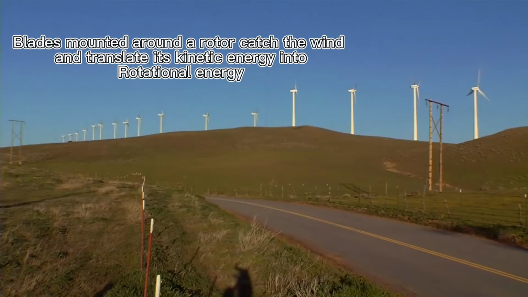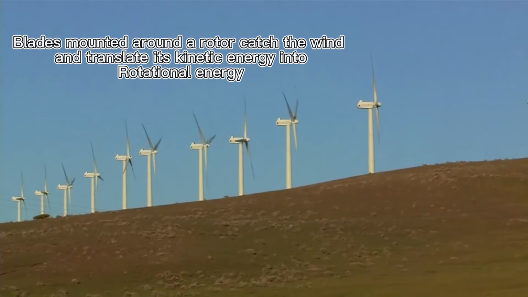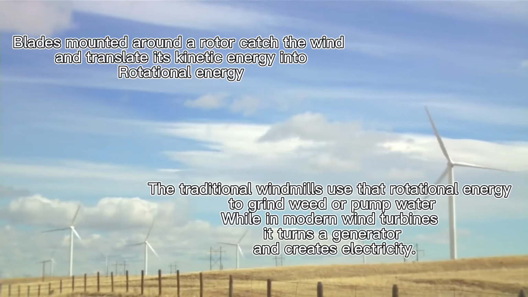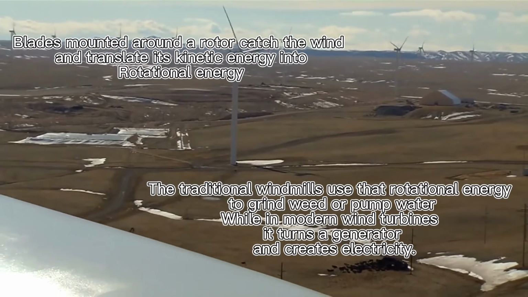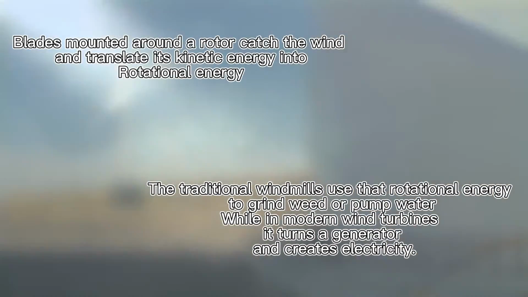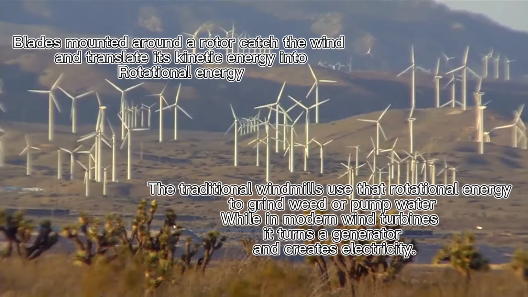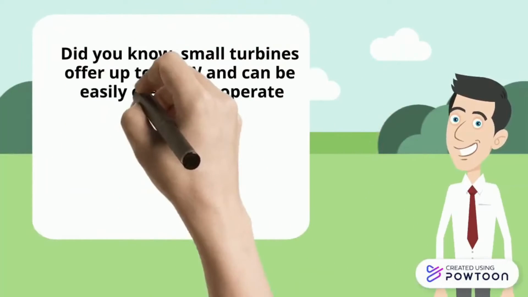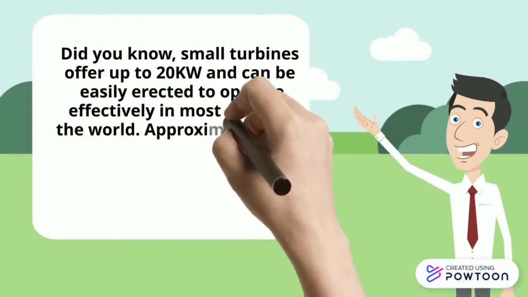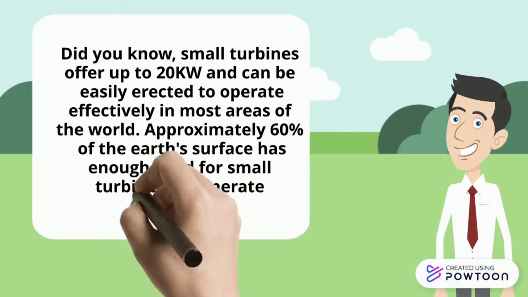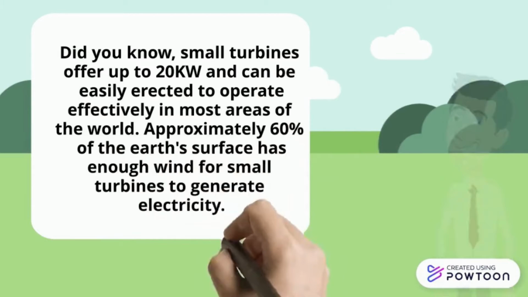Blades mounted around a rotor catch the wind and translate its kinetic energy into rotational energy. The traditional windmill used that rotational energy to grind wheat or pump water, while in a modern wind turbine, it turns a generator and creates electricity. Did you know small turbines offer up to 20 kilowatts and can be easily rated to operate effectively in most areas of the world? Approximately 60% of the Earth's surface has enough wind for small turbines to generate electricity.